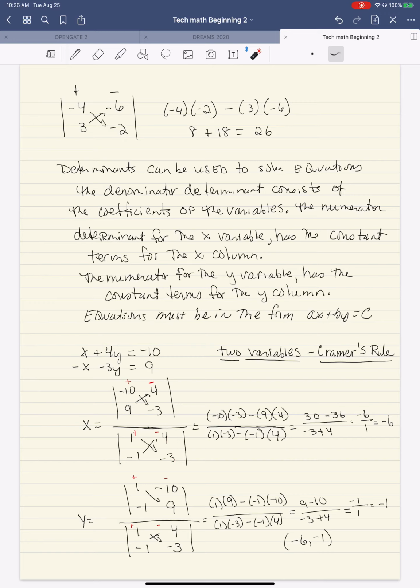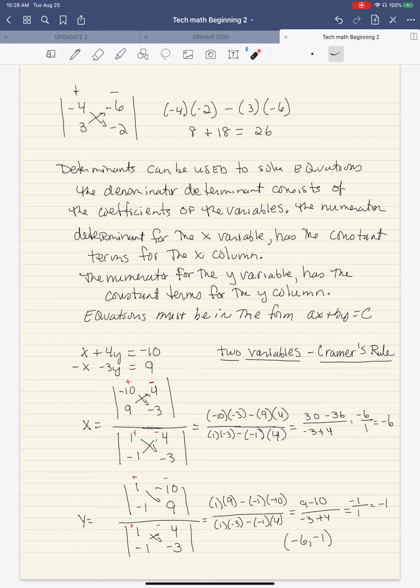The constant terms for the y go in the y column. So if you think of this column as x, this column as y, you take out the x column, put in the constant term, take out the y column, put in the constant term. So it's going to be constant term, y, x, constant term. And then you just solve.